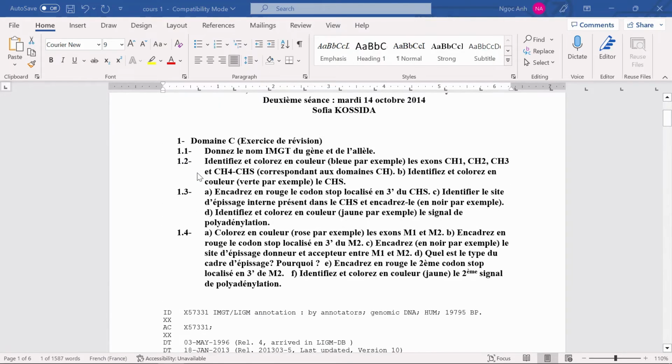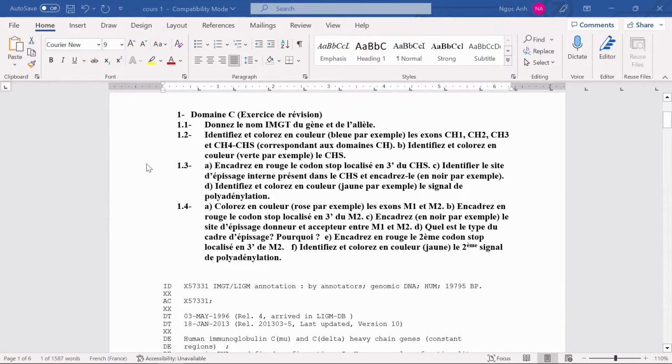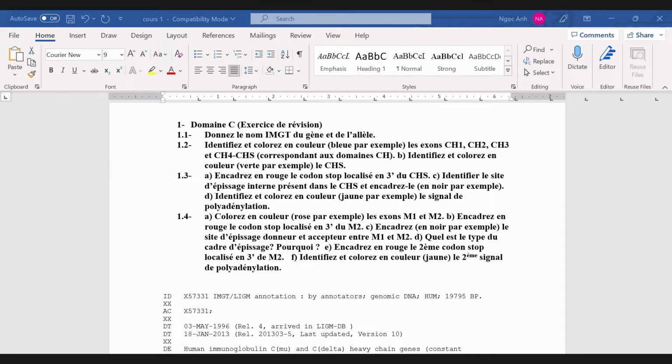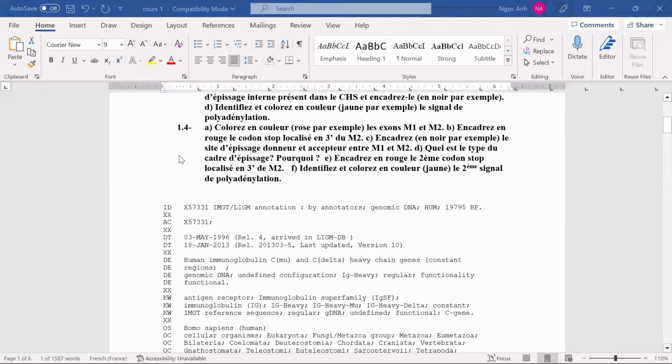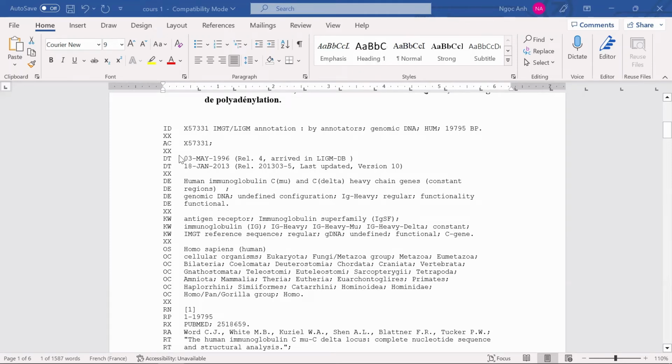So basically the question was to find the exons. And now the CH4 and CHS, you might remember, I hope. If you don't remember, go back to your PowerPoint slides and you will see that the S is the secreted. And then you'll find the CHS. Yes, I think I can find it. You'll do this. I think it's easy.